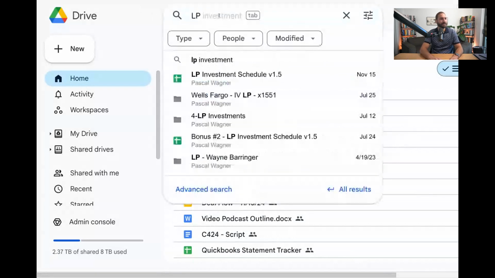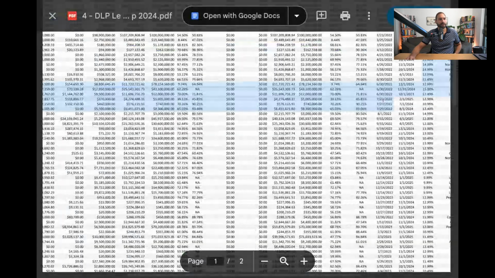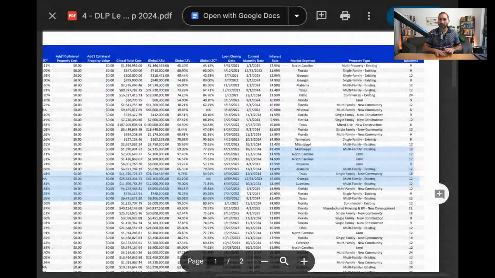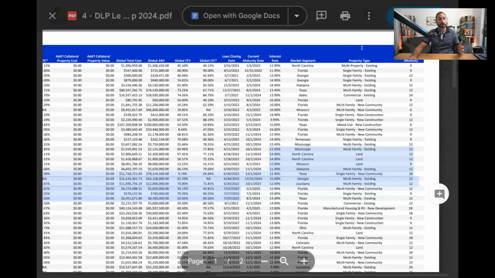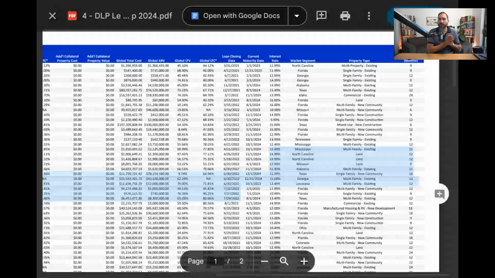Pull it back up. LP loan tape. And ultimately, the point I want to make is that it is a very transparent look at what the fund you're investing into looks like. If you are an investor, I always say the operator should be as transparent as possible if you're going to give them tens or hundreds of thousands of dollars. There needs to be that level of trust.